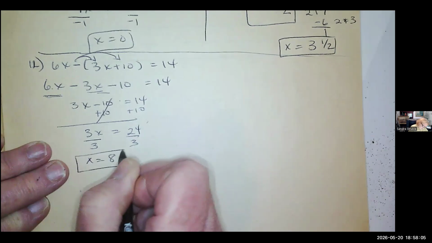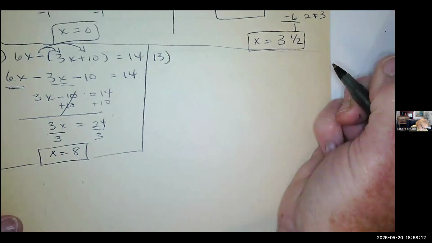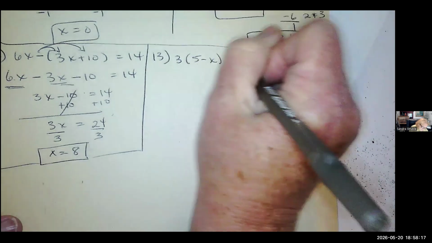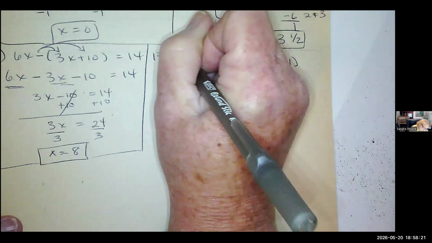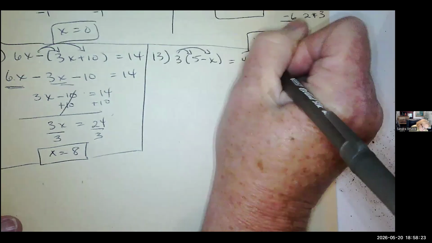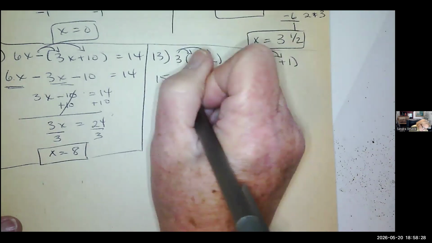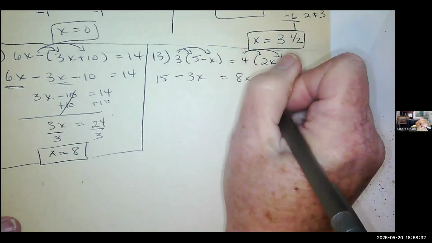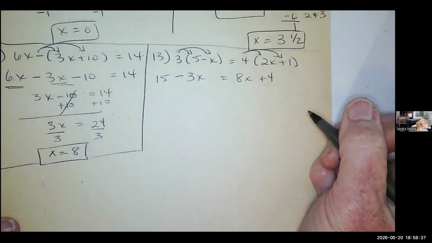13 is 3 times 5 minus x equals 4 times 2x plus 1. Distribute. 3 times 5 is 15. 3 times negative x is negative 3x. 4 times 2x is 8x. 4 times 1 is 4. All right. Like terms are already combined, so we need our x's to the other side.